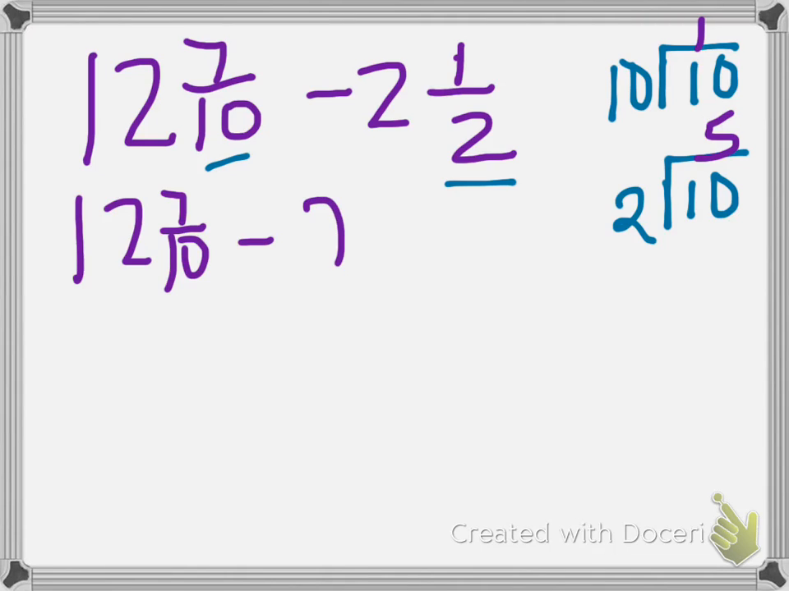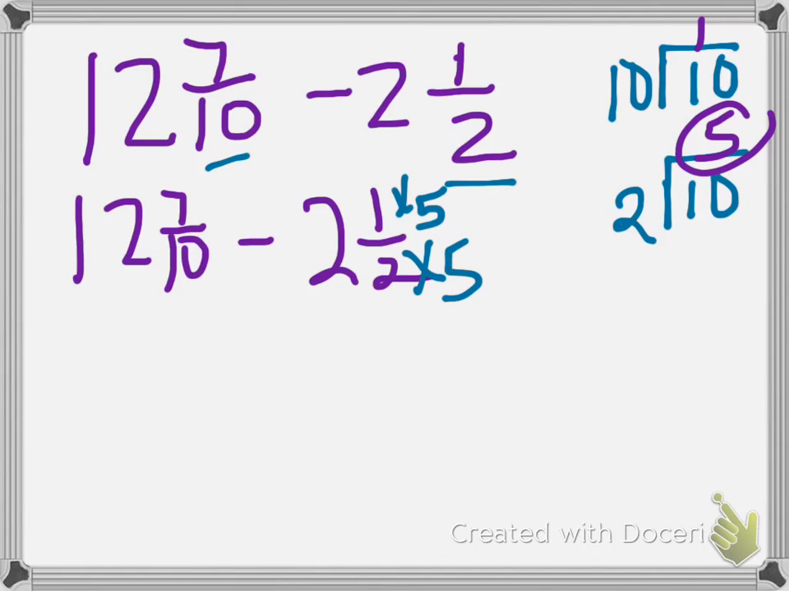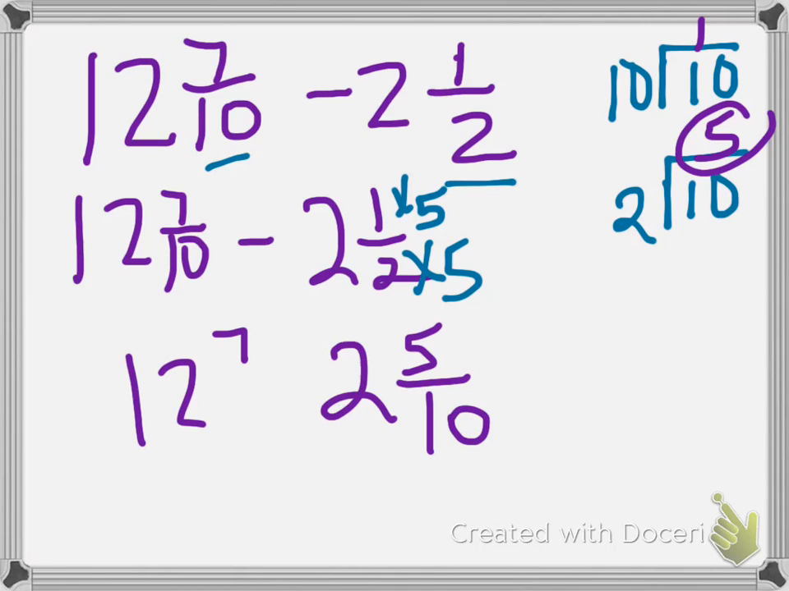So the next fraction, I'm going to take it and times the numerator and denominator by 5. So 1 over 2 times 5 over 5, like that. And when I'm done, this changes into 2 and 5 over 10. So my new problem is 12 and 7 over 10 take away 2 and 5 over 10.